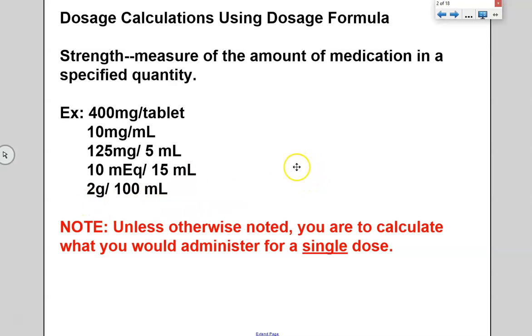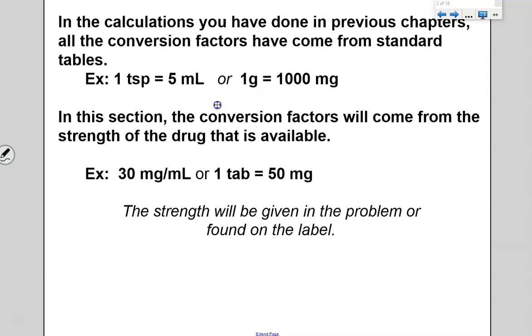Now, when we do the dosage formula, it's important to realize that unless the problem is stated otherwise, you are calculating how much is in a single dose, not how much is in a course of treatment for a patient, but how much you'd be giving a patient at that single time, like when you're giving their medication at a given time.